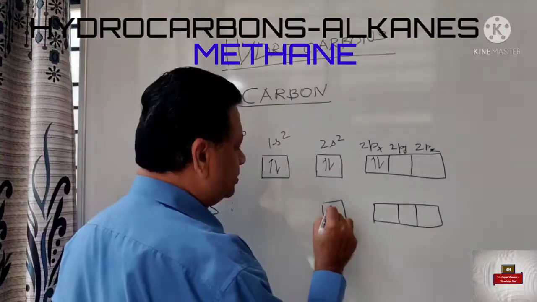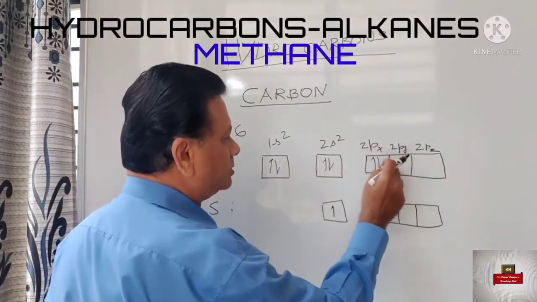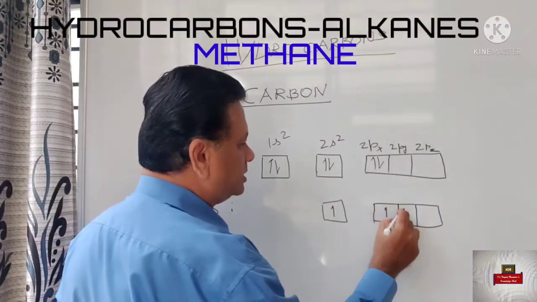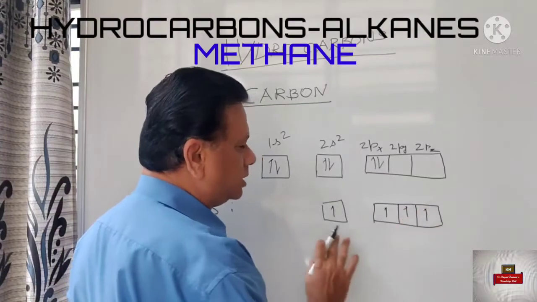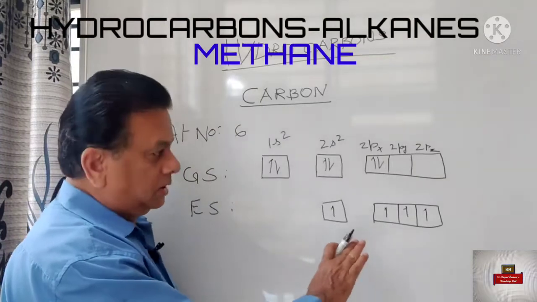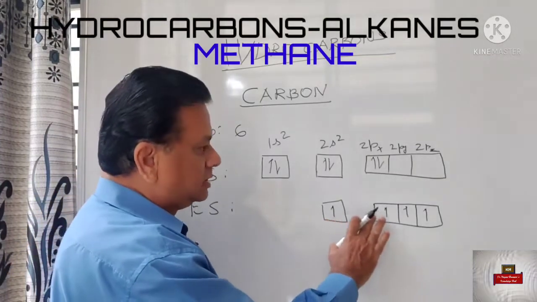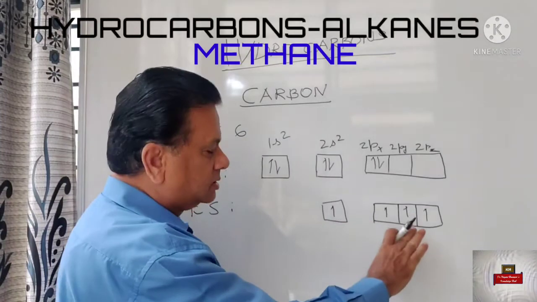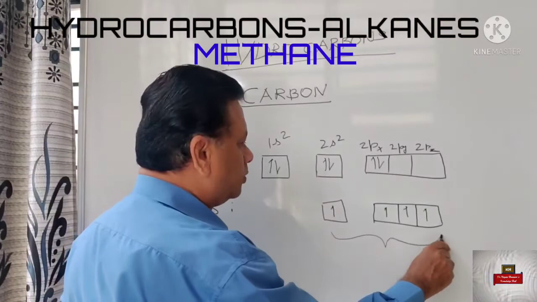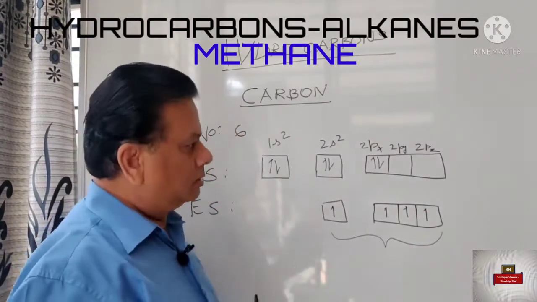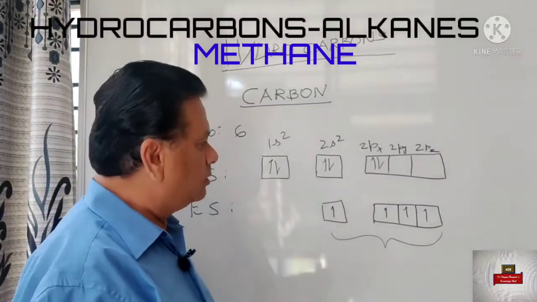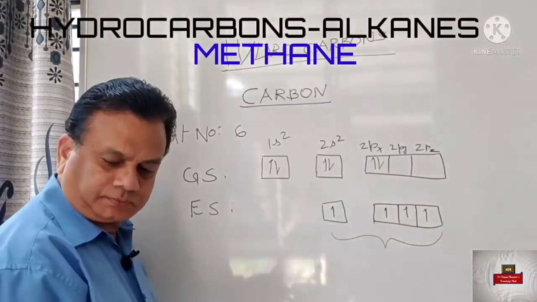So how will that be distributed? One electron from 2s will go to 2pz, and this is how all the orbitals are filled, because they now have equal energy. The 2s and 2p orbitals have equal energy, so they will hybridize to form sp3 orbitals.